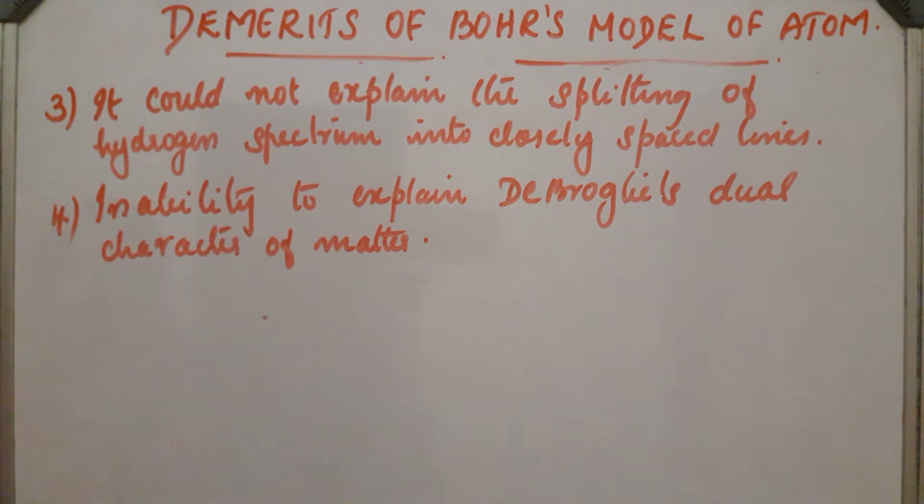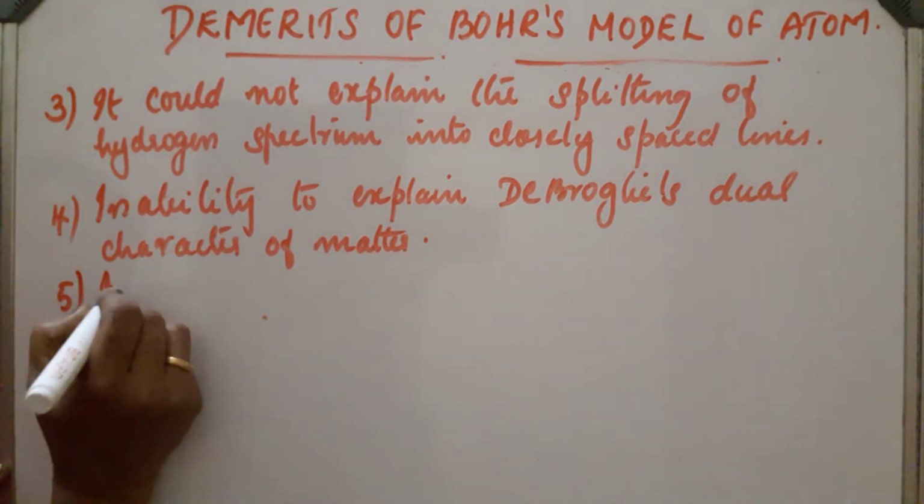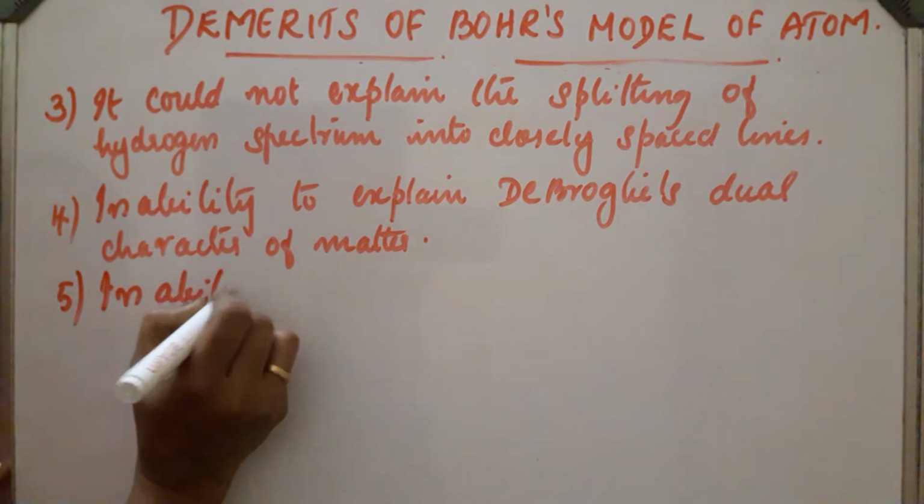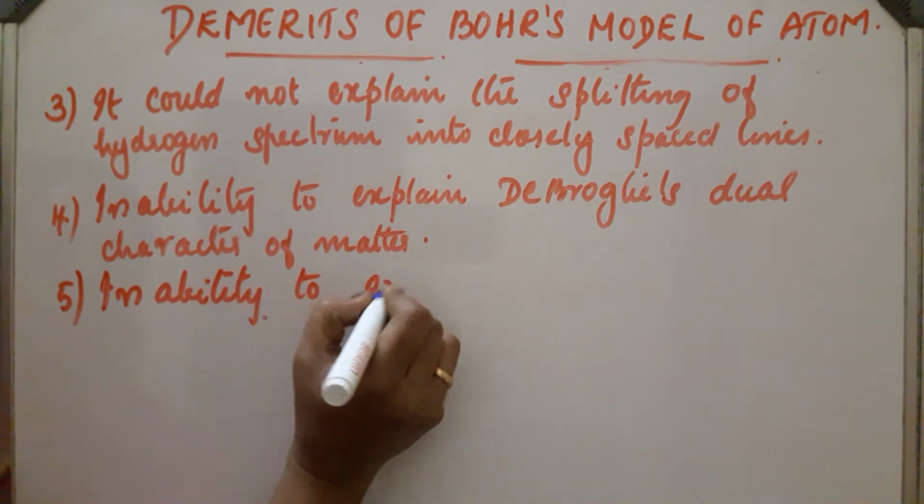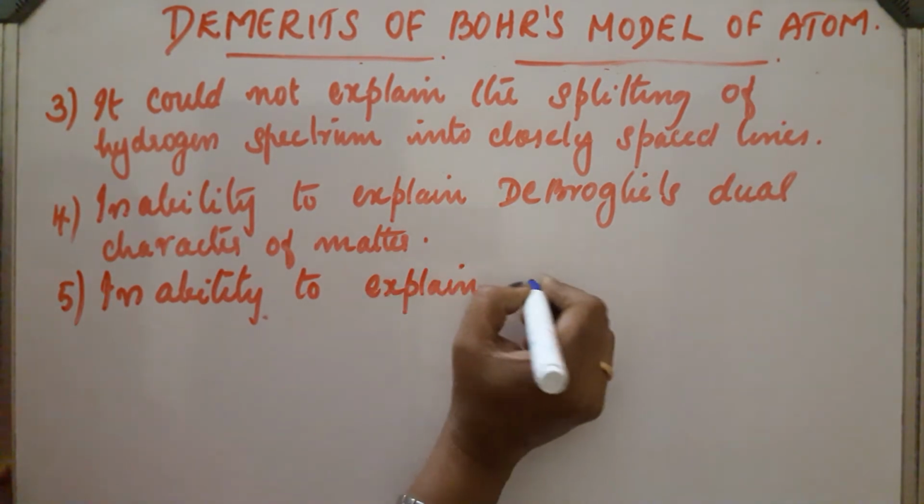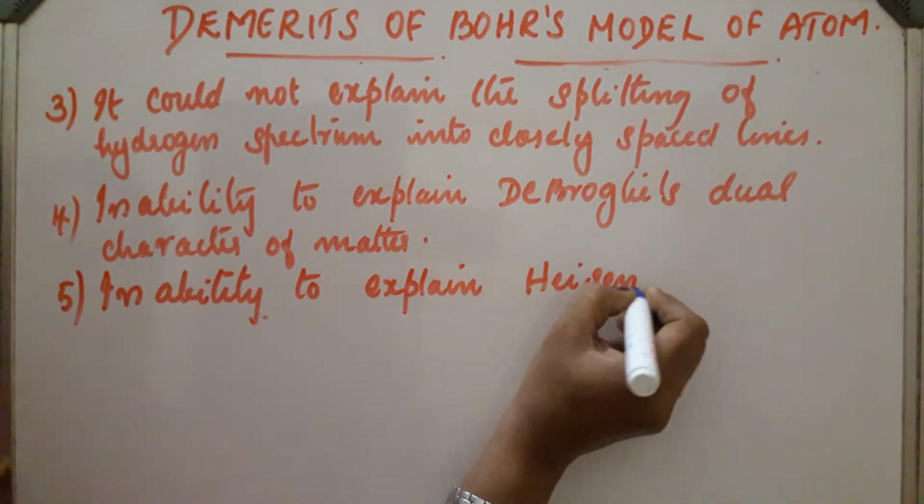So, now the fifth point, inability to explain Heisenberg's uncertainty principle. That also we will study later. That is, Heisenberg's uncertainty principle states that the exact position and momentum of a small moving particle like an electron cannot be determined.